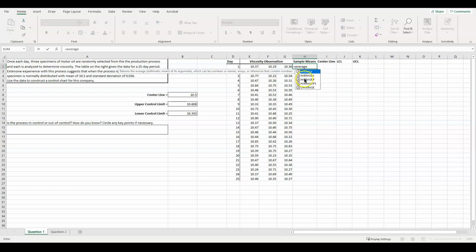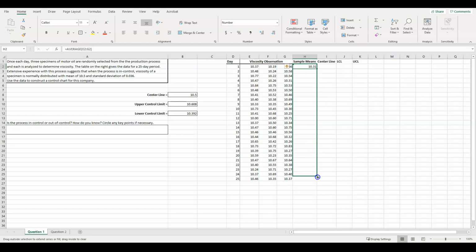So I'm going to say average, that's my formula. Open a bracket. I want the average of those 3 samples, and there we are. I want to do that for every day. I want the average of these samples for every day. So I'm going to scroll it down, and there we go. That's the average for every single day. So that's going to be pretty important. Those are different values.